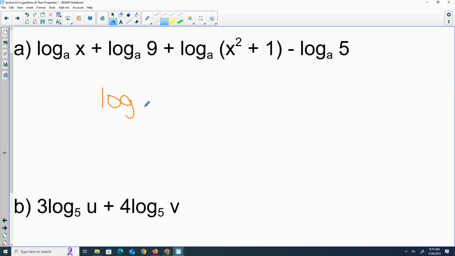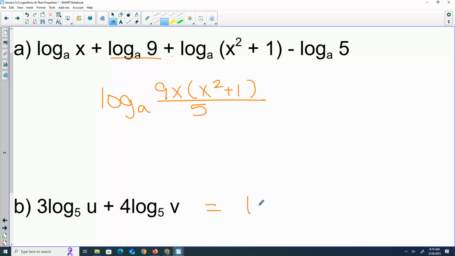So we have log base a of x plus log base a of 9, so that means times 9. You could put x times 9 or you could write it as 9x, whatever you want, plus, so multiplied with x squared plus 1, minus, so we have to divide by the 5. Okay, so you can write it like that. If you threw parentheses around this whole thing, that's fine. It doesn't matter what order things are in on the numerator as long as you have all 3 components.